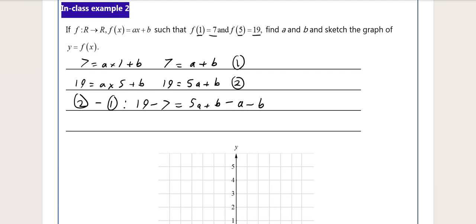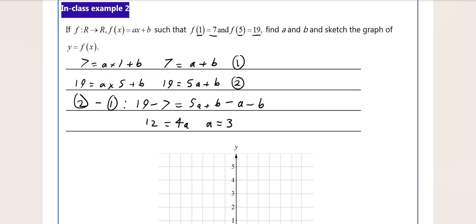So I can turn this into 19 minus 7 is 12. And then on the right side of the equation, the b's cancel each other out. There's a plus b, there's a minus b. They're opposites, so they get rid of each other. I've got a 5a, I've got a minus a. 5a minus a is just going to be 4a. 12 equals 4a. I can divide both sides by 4, and I get that a is just going to be equal to 3. So I've got one of my values so far. a is going to be equal to 3.